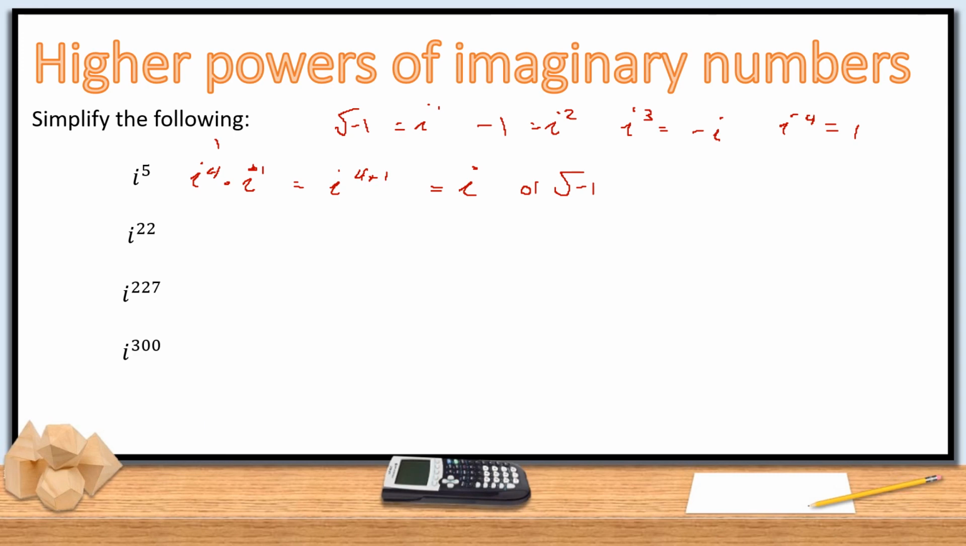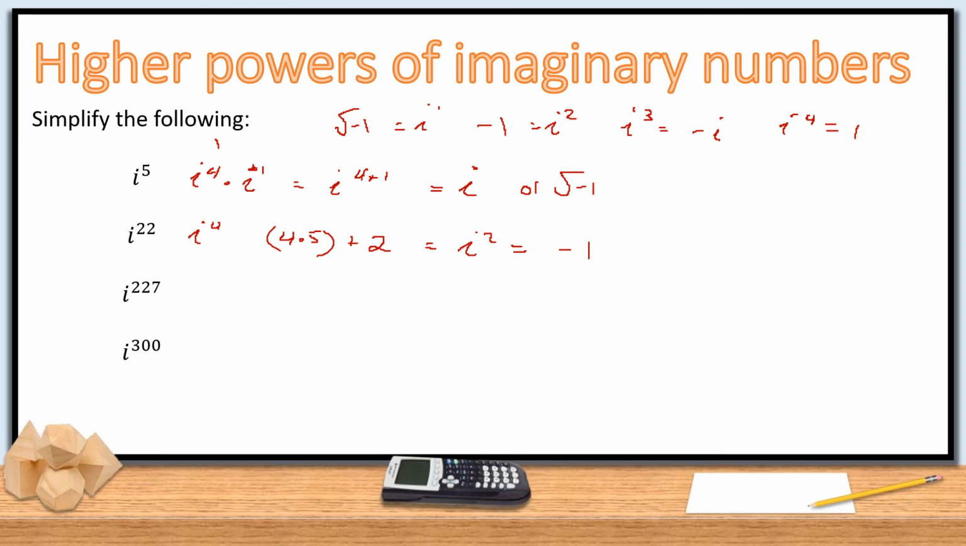i to the power of 22. So how many i to the power of 4s can you subtract out of this, and what's the remainder? That would be i to the power of 4, and there's 5 of those. If I take 22, 22 is 4 times 5 plus a remainder of 2. So I could take out 5 multiples of i to the power of 4, and I'm left with i to the power of 2, which is just minus 1.